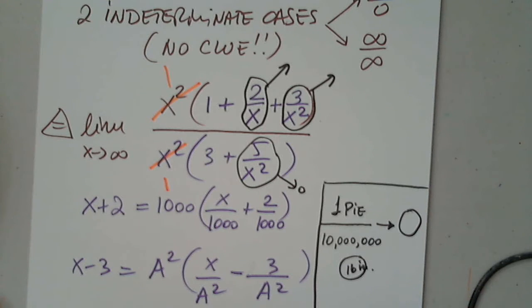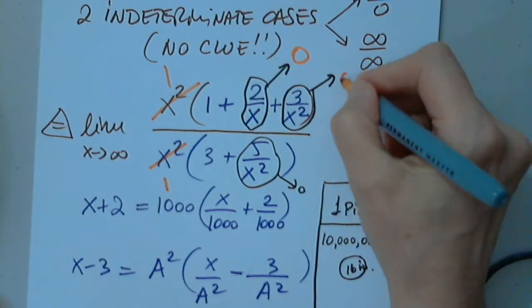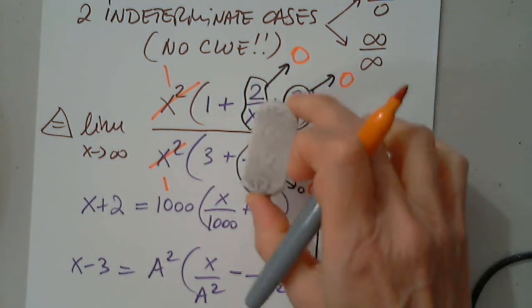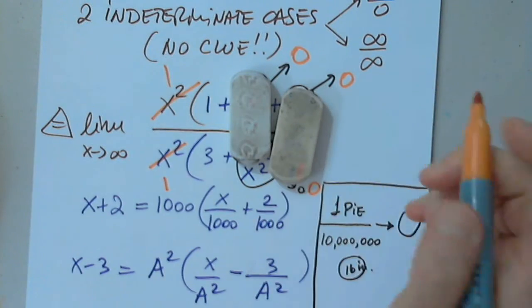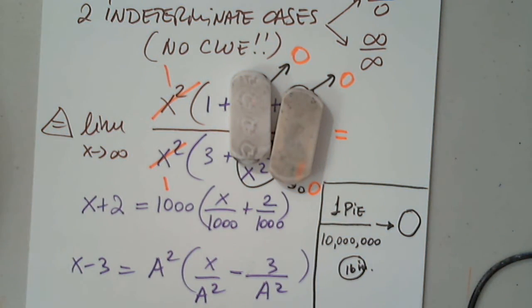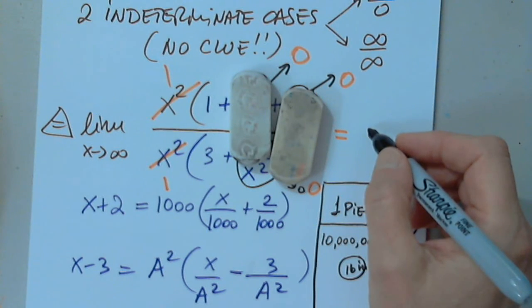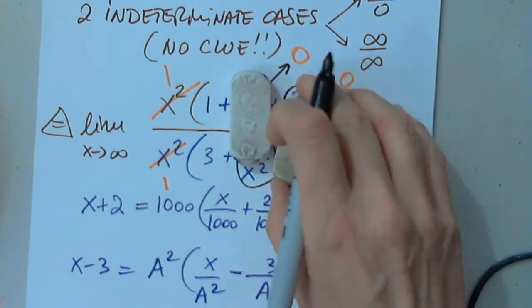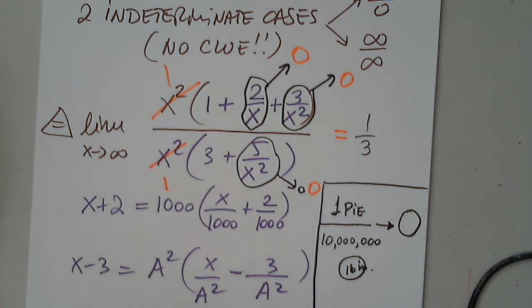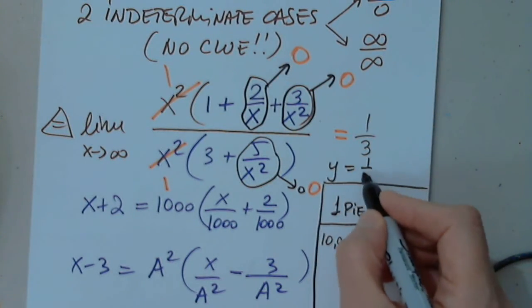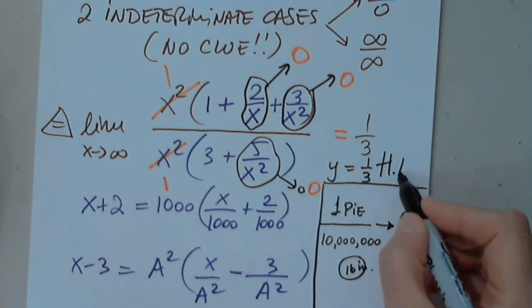The tendency. What is the tendency? Basically 0? Yes. So all these are gone. Goodbye. Thank you very much. Can anyone give us the limit? 1 over 3. Excellent. Because there is nothing else, which means that y equals 1/3 is a horizontal asymptote.